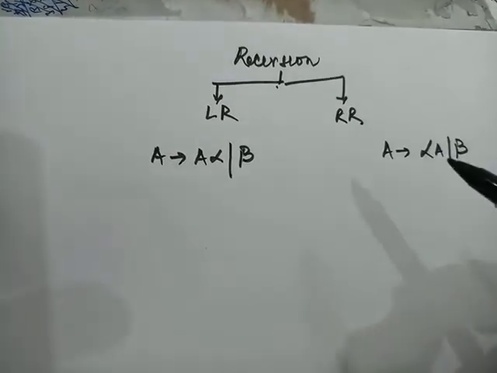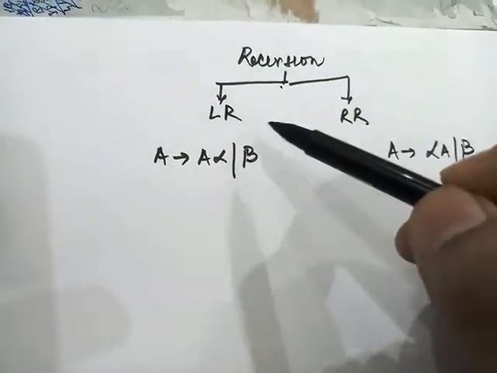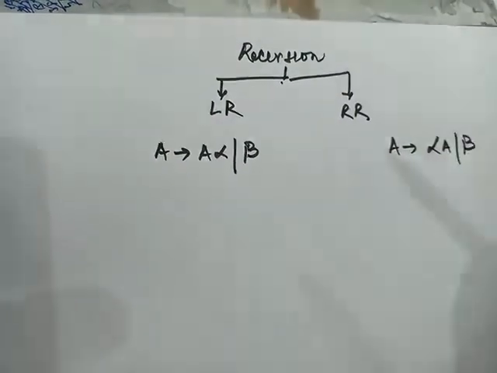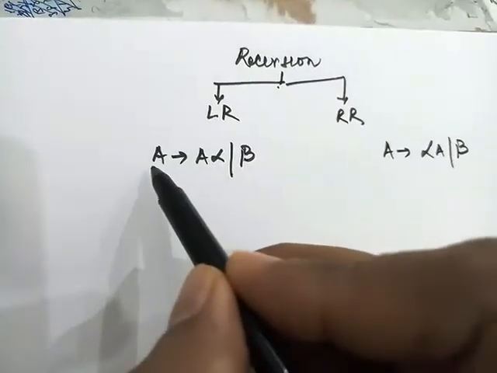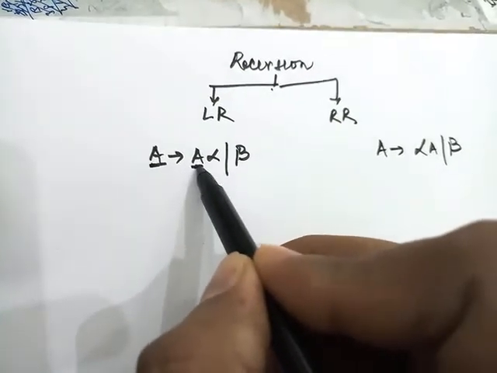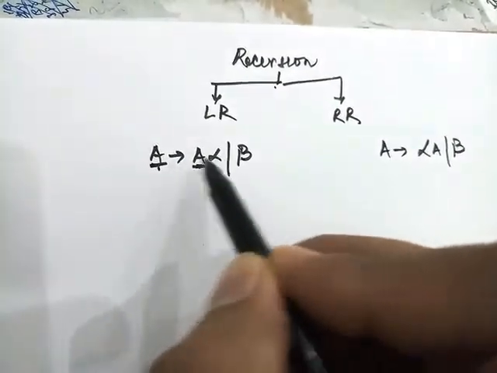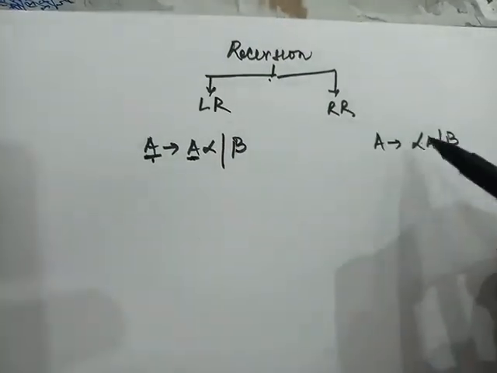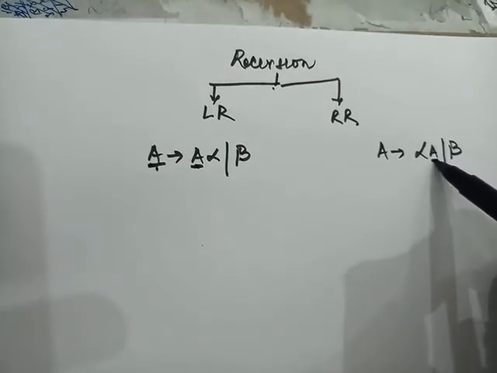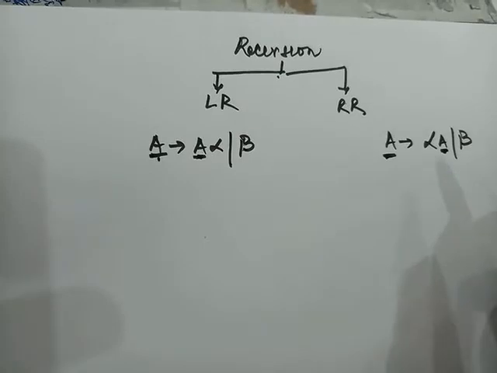As you know, in a grammar there are two types of recursion, left recursion and right recursion. Left recursion means the leftmost symbol on the right hand side is equal to the left hand side symbol, then it is called left recursive grammar. And if the rightmost symbol is equal to the left hand side, then it is called right recursion.